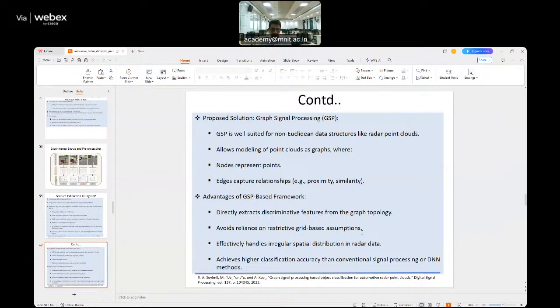What is the advantage of a GSP-based framework? We directly extract discriminative features from the graph topology. It avoids reliance on restrictive grid-based assumptions, because when the graph topology is available, it effectively handles irregular spatial distribution in radar data. See why it is able to handle it? Because the information of irregularity is captured in the form of the weight matrix. It achieves a higher classification accuracy than conventional signal processing or DNN methods.